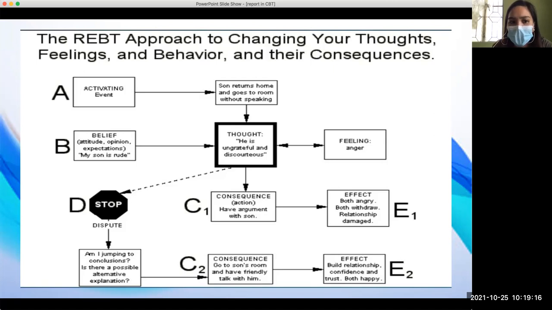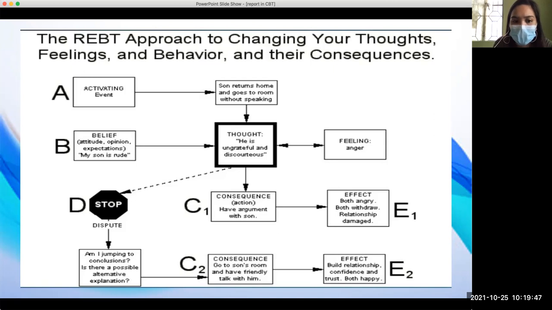So dito, puro negative emotions, no? But if we dispute the irrational belief and we emerge with more rational alternatives, then yung new result nito sa consequence can have positive emotions. You will go to your son and have a friendly talk with him, kasi baka di ba may problema lang yung son, yung anak niya. And so yung result nito sa effect is build the relationship, confidence, and trust, both happy.